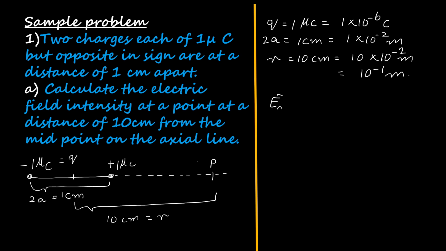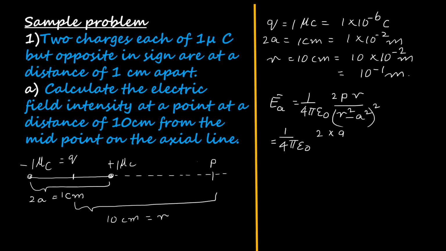Electric field at a point on the axial line is equal to E_A equal to 1 by 4 pi epsilon naught, 2pr divided by (r square minus a square) whole squared, equal to 1 by 4 pi epsilon naught, 2 into p. Let us note p as q into 2a, into r by (r square minus a square) whole squared. I will go to the next page.